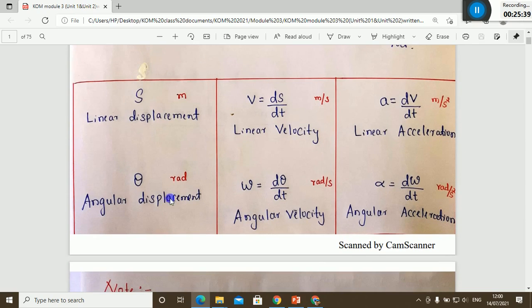And when the same object starts rotating either in a clockwise or a counterclockwise direction, the displacement I can denote as theta, that is angular displacement. Okay, this is linear, this is angular. And when you differentiate this, you'll get omega, that is angular velocity. Again, when you differentiate this, you'll get angular acceleration.